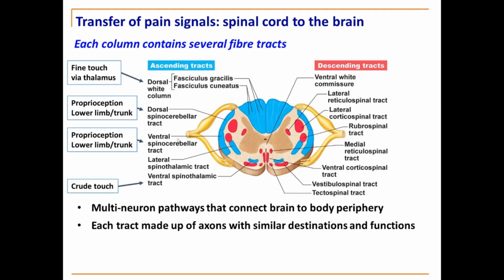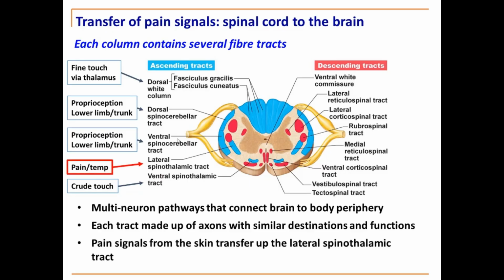We've got the ventral spinothalamic tract, again going from the spine up to the thalamus, so that's to do with touch, and this time it's crude touch. And then we've got the lateral spinothalamic tract, which again is going from the spine to the thalamus and is involved in pain and temperature. You get those pain signals going from the skin and our viscera up the spine, up the lateral spinothalamic tract.